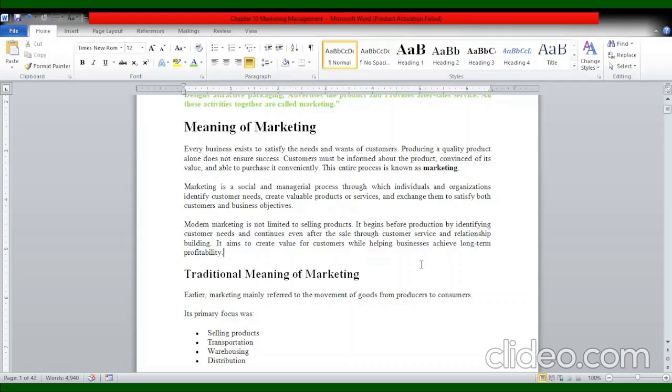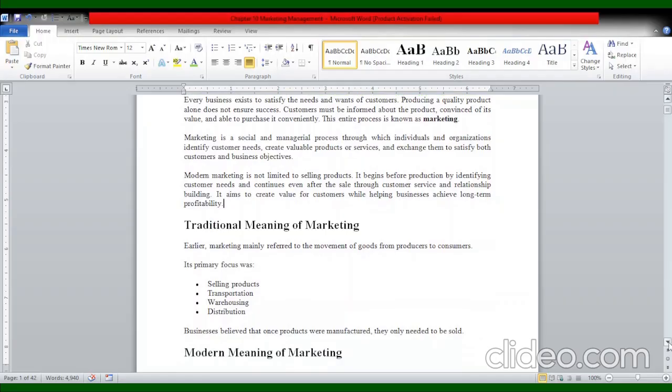But how is traditional marketing differentiated from modern marketing? There is a differentiation between the two. Earlier, marketing mainly referred to the movement of goods from producer to consumer. You were just producing goods and selling to the customer. So this is how you were confined to the traditional way of marketing. You were just producing the product and selling.